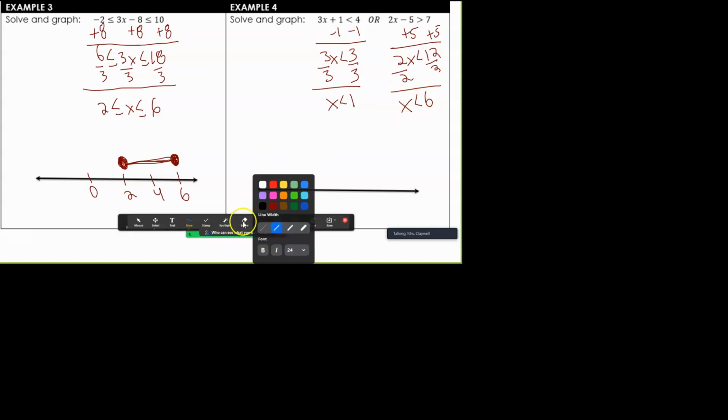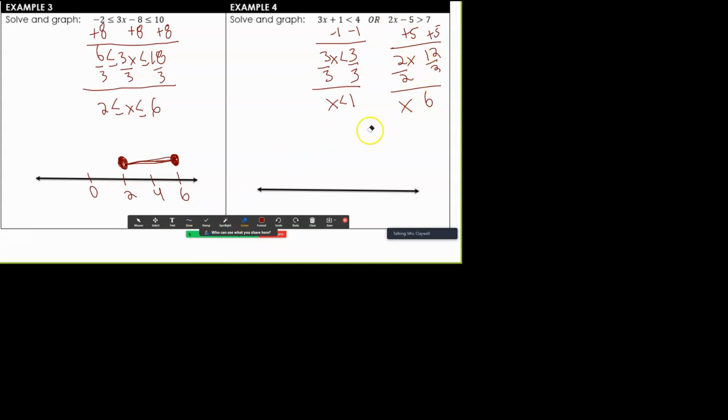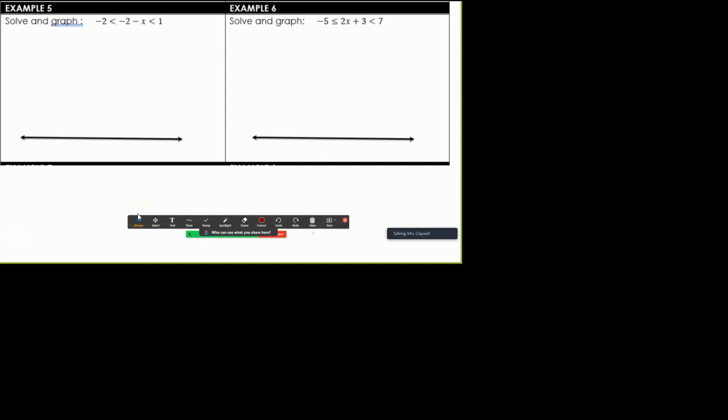I made a mistake. I did not copy it down correctly. I should not have flipped that, so that's my mistake. So x is less than 1 or greater than 6. So when there's an or, these are going opposite directions. And once again, these are all considered compound inequalities because I have more than one constraint.